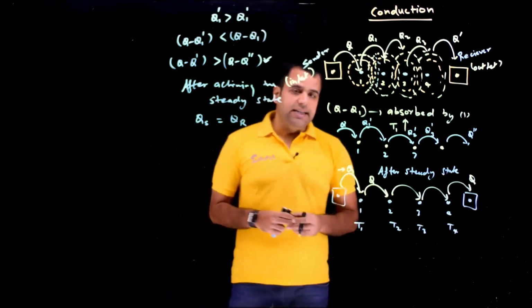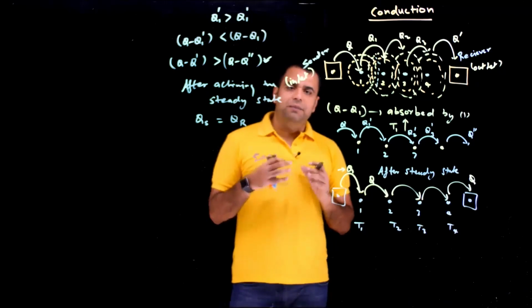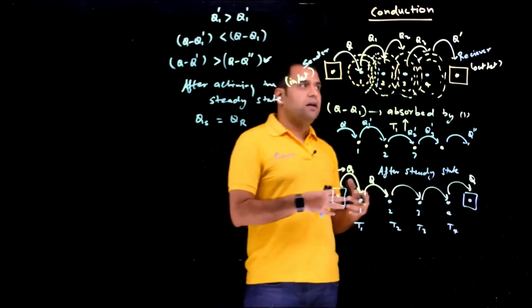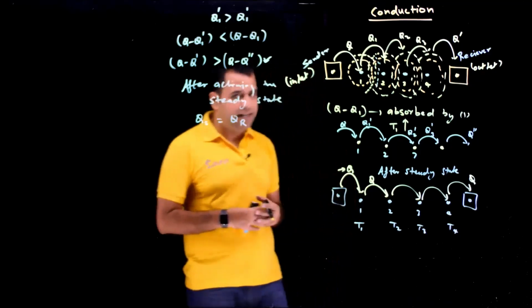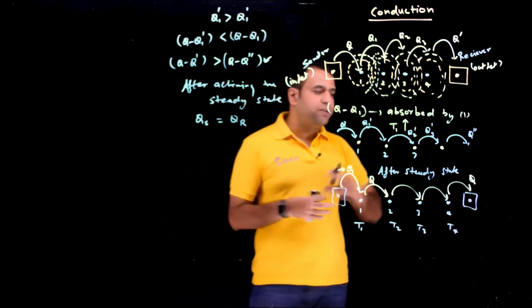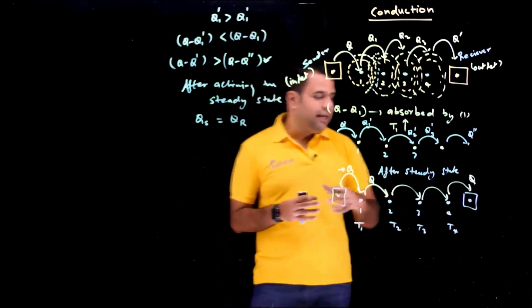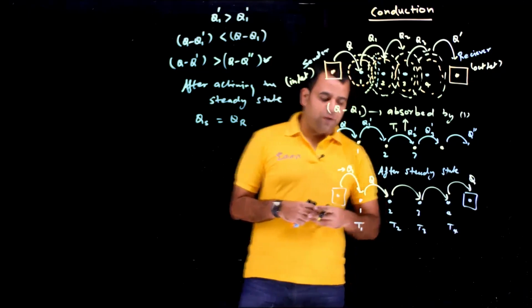So after achieving the steady state, each and every particle will be at their maximum zone of influence, so they will not absorb any more heat. Whatever heat they are getting, they will transfer the whole amount of heat to the next particle, and through this process the heat will finally reach the receiver.